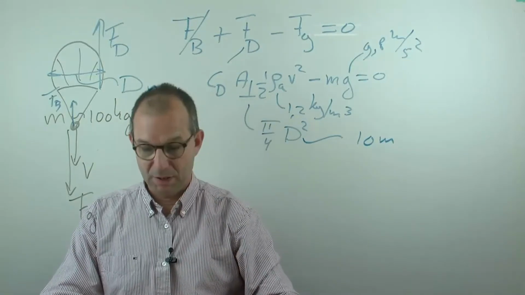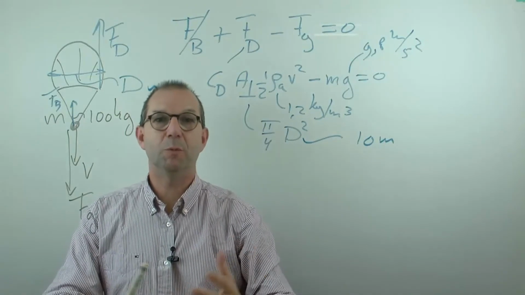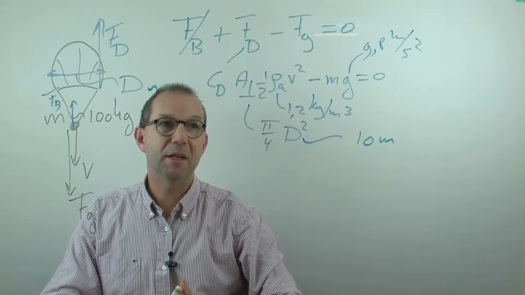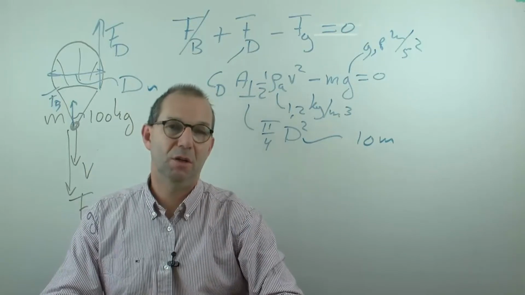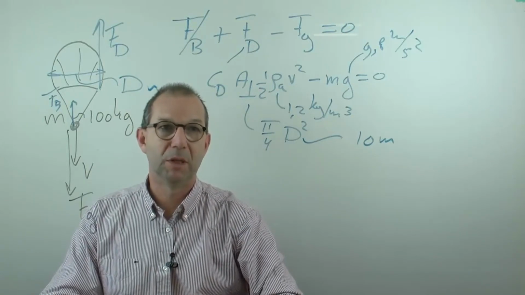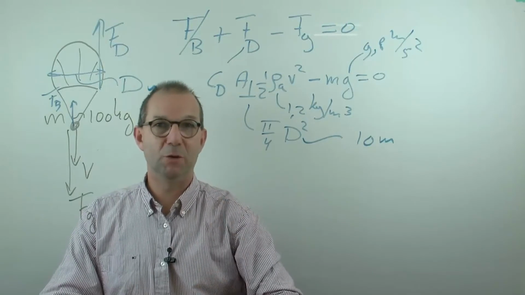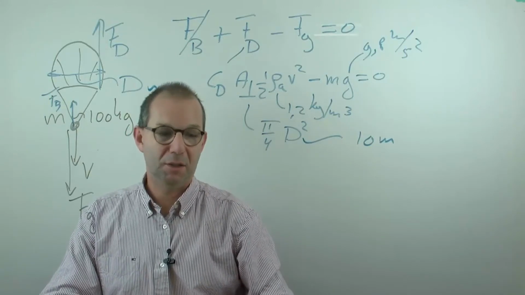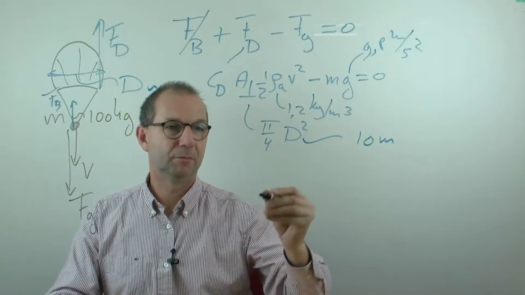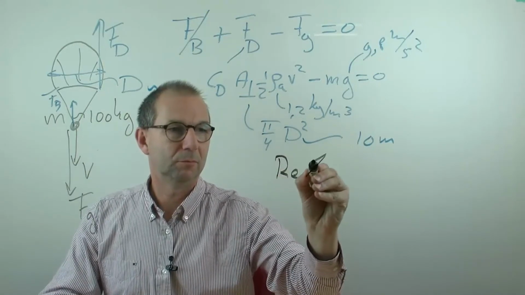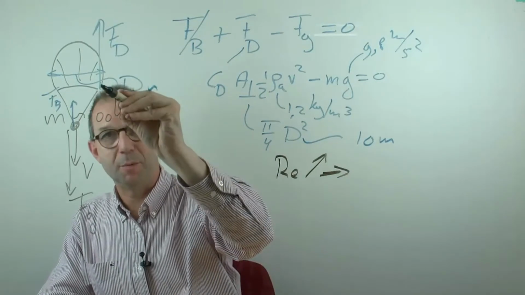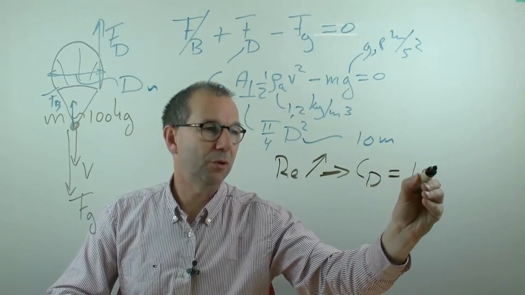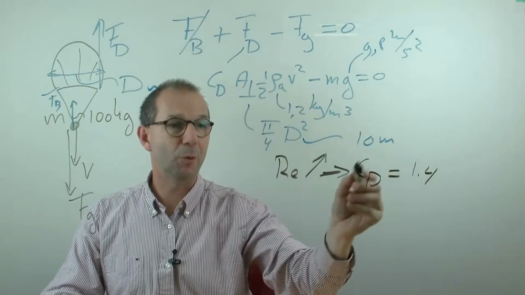C_D is for the time being thus an unknown, and we know that we need to look it up. We could do that, and we immediately realize that probably this is a terminal velocity at high Reynolds number. The reason is that v may not be too big, but the D in the Reynolds number is big. So I anticipate that the Reynolds number is high. And then I look up for such a shape what the C_D curve is. And the value is 1.4 roughly. Now I can equate v.